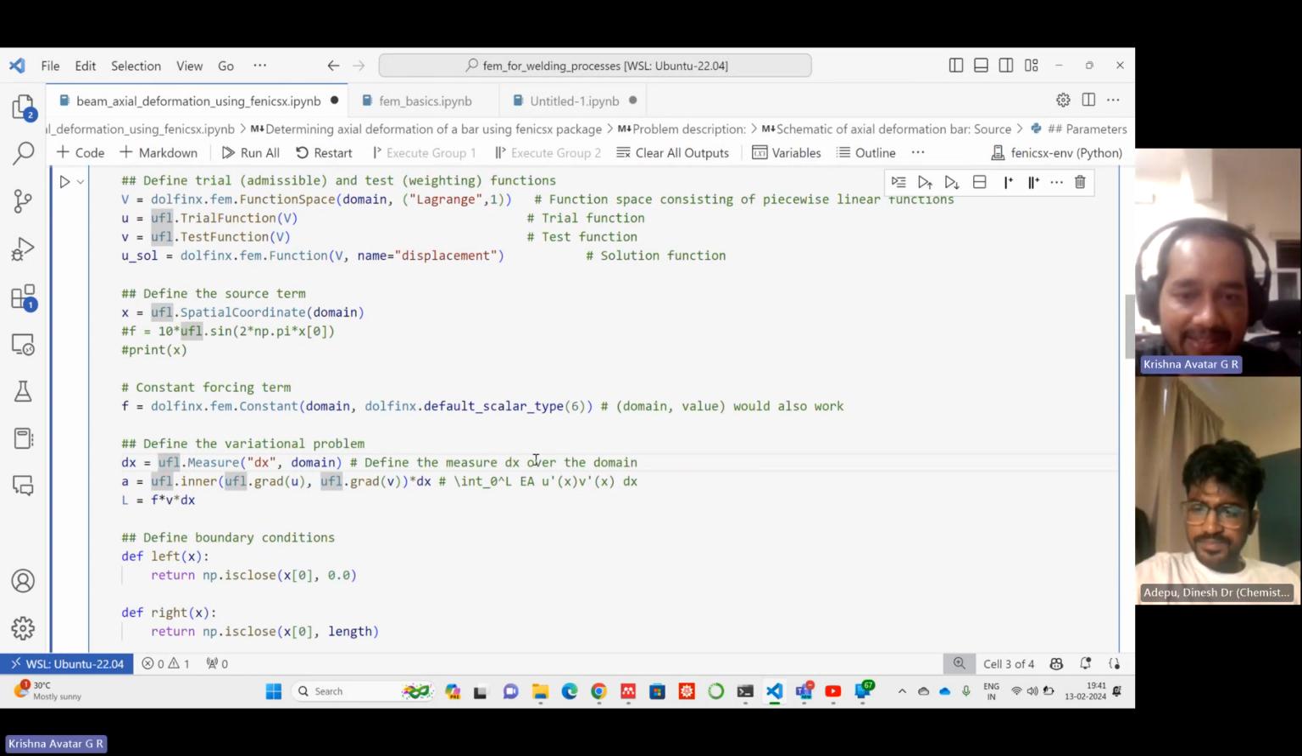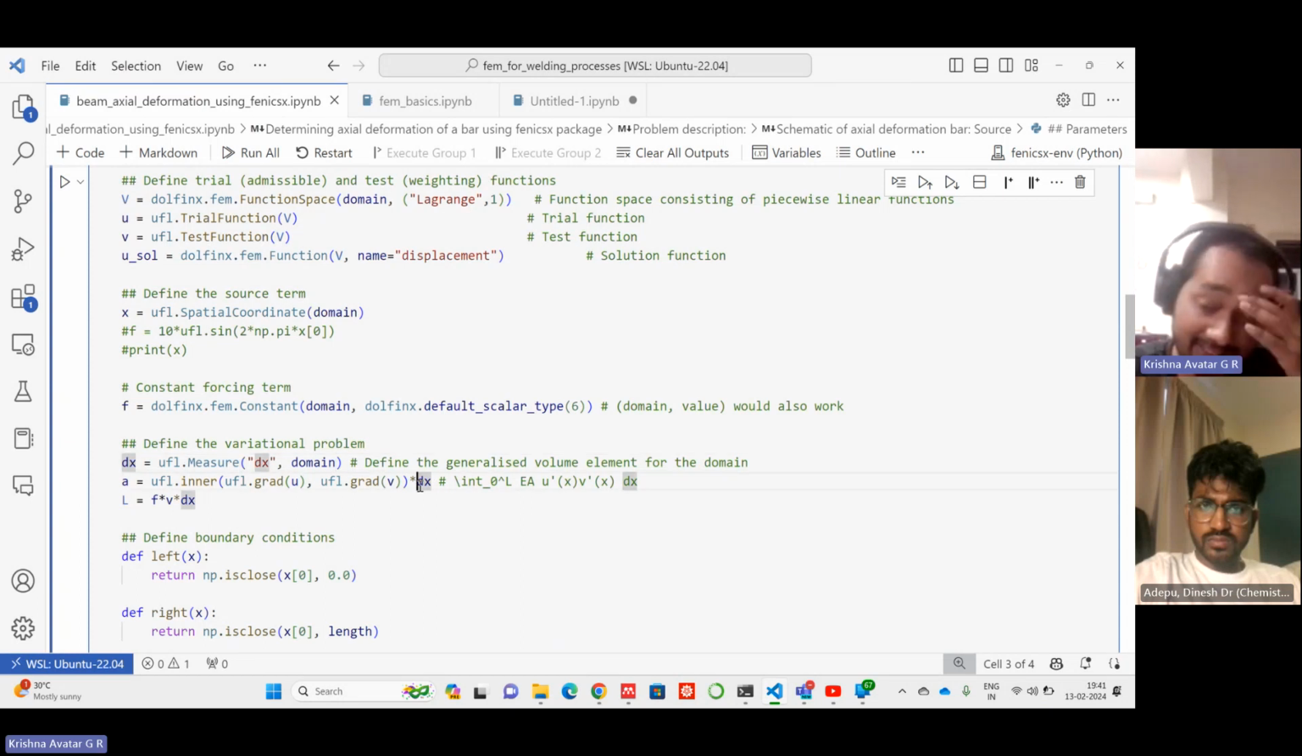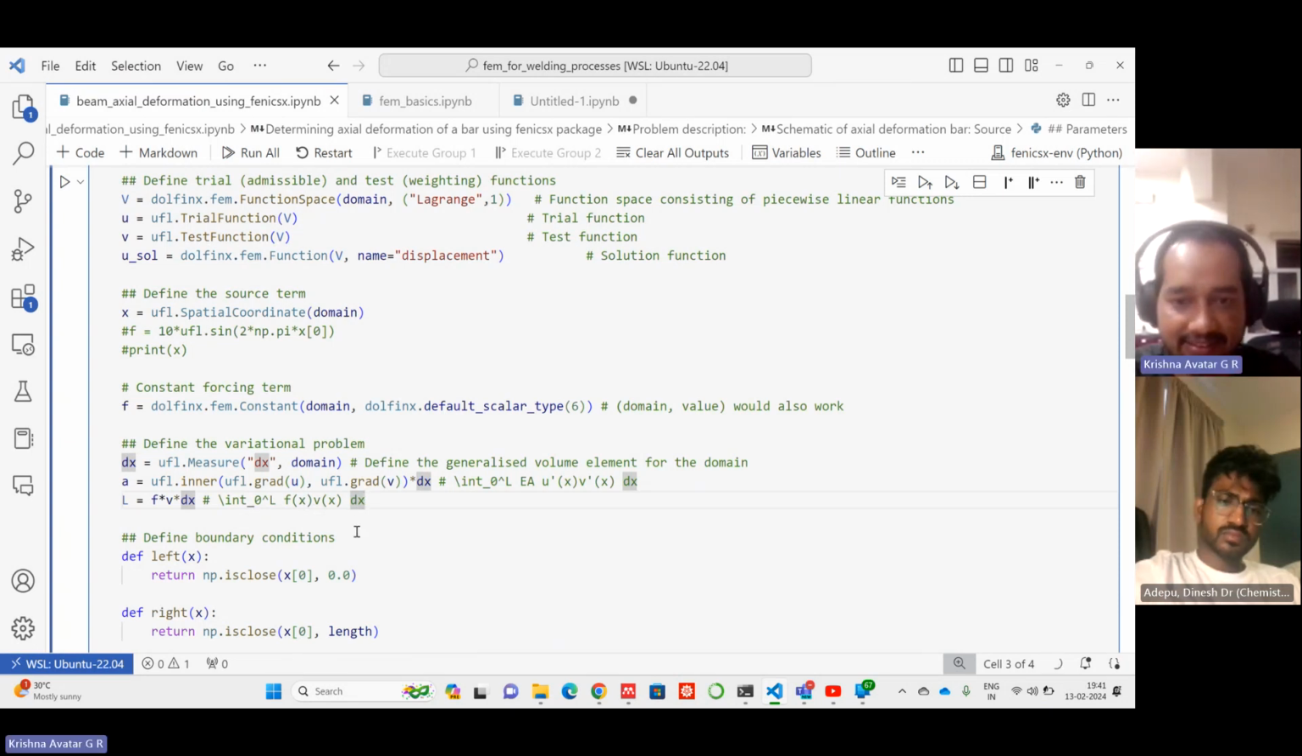So it always gives us the measure. It defines the generalized volume element. That's how we should call it, for the domain. Even if you don't prescribe it, it will automatically figure out what to do. By default, it knows what to do with dx, but we are prescribing it for the sake of clarity. And then L is the forcing function, the integral from 0 to 1 of f of x, v of x, dx.